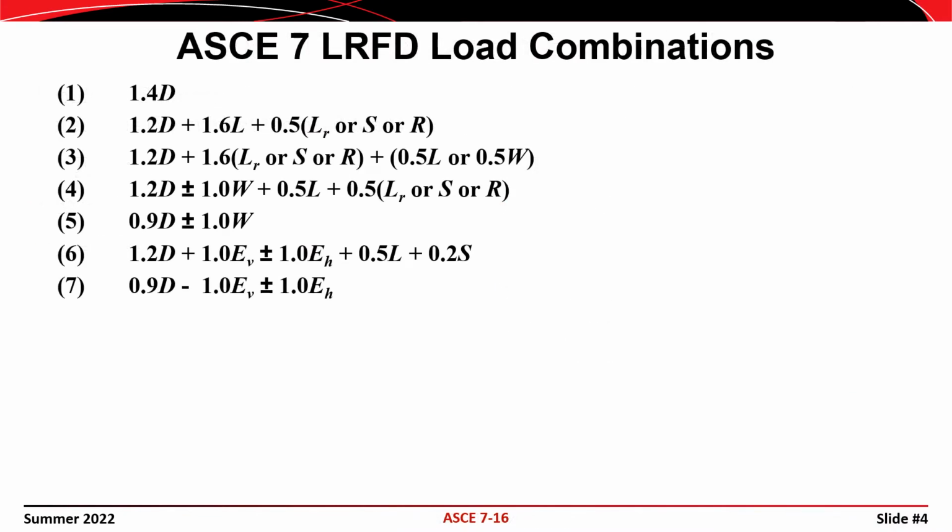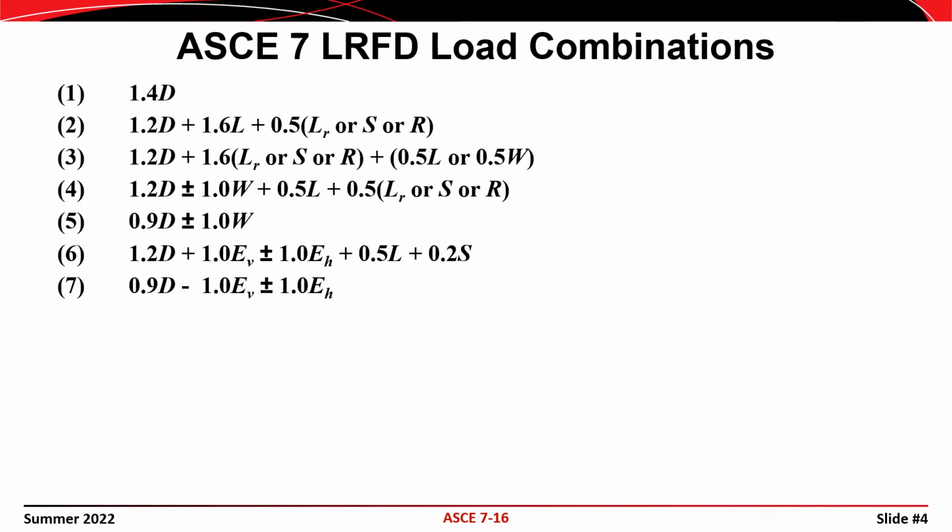Here are the 7 load combinations that we're going to use for this example. These come from the 2016 edition of the ASCE 7 standard. Note that I've included a coefficient of 0.5 on the live load in combinations 3 and 4, which is permitted in the ASCE 7 standard when the unreduced live load does not exceed 100 pounds per square foot. Also note that combinations 2, 3, and 4 all include L sub R, S, or R.